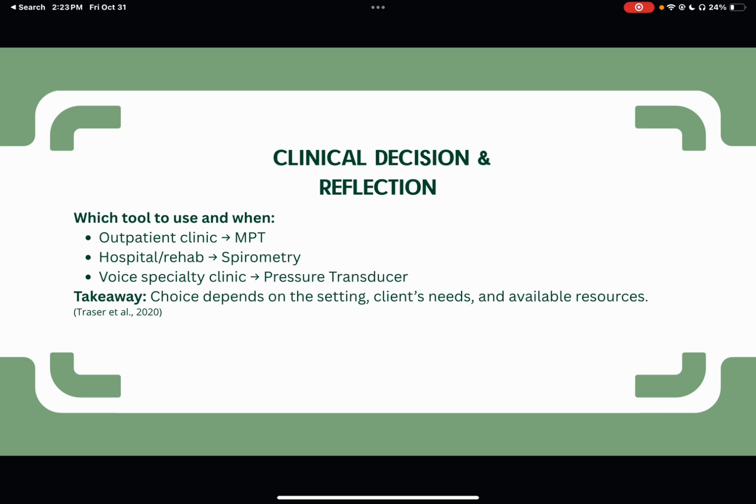So, selecting the right assessment tool really depends on the client's condition, the resources that are available to you, and the level of detail needed for therapy planning.